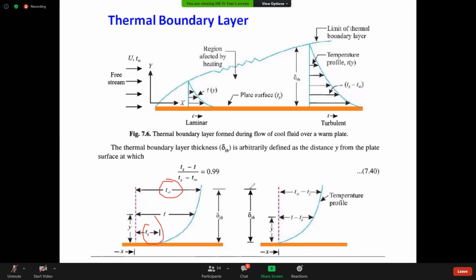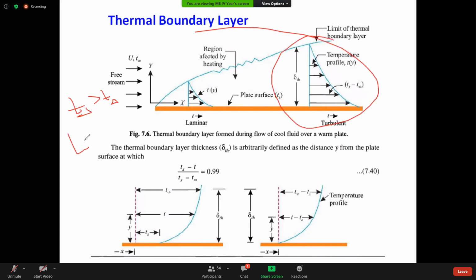At the same time, you try to do this; it is one of the GATE questions. If the surface temperature is more than the fluid temperature, what is the temperature profile? This is the temperature profile. If the fluid temperature is more than the surface temperature, what is the temperature profile? You try to do this. I have the answer, but you think it out. Try to draw this, and somebody can tell me in the next class. So this is the variation of thermal boundary layer.